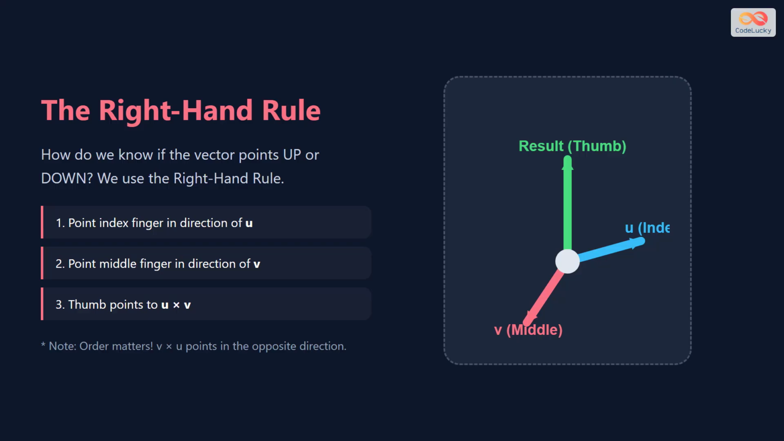But wait, the vector could point straight up or straight down, right? Both are perpendicular. To decide the direction, we use the right-hand rule. Point your index finger along vector u, and your middle finger along vector v. Your thumb will then point in the direction of the resulting cross product. This shows us that order matters. If you swap u and v, your thumb would point in the opposite direction.